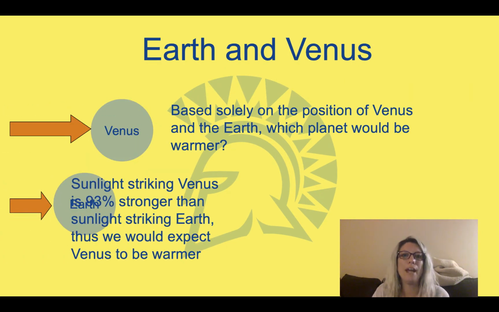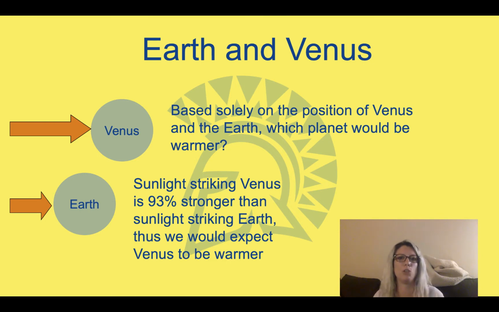So we have the Earth and we have Venus. We've already established that Venus is closer to the sun, so Venus will receive more radiation, and a stronger radiation. The sunlight striking Venus is 93% stronger than the sunlight striking the Earth. We would expect Venus to be warmer then, right? Because Venus is closer and receiving 93% more sunlight. That's quite a bit more. So we would expect Venus to be warmer based solely on its position, nothing else, not the other two things we were talking about earlier.